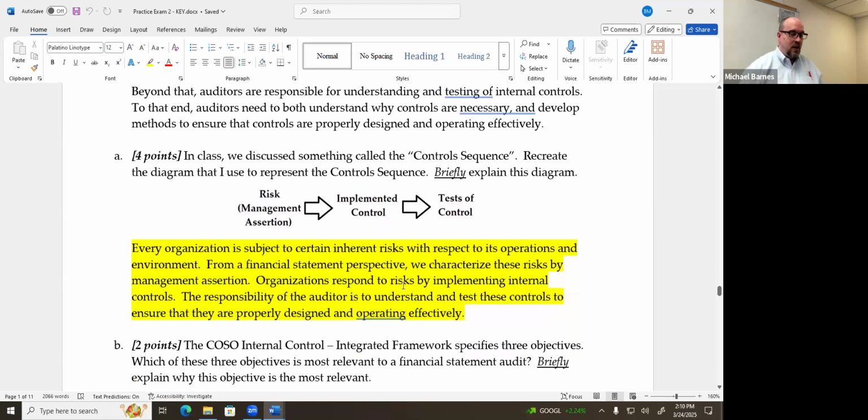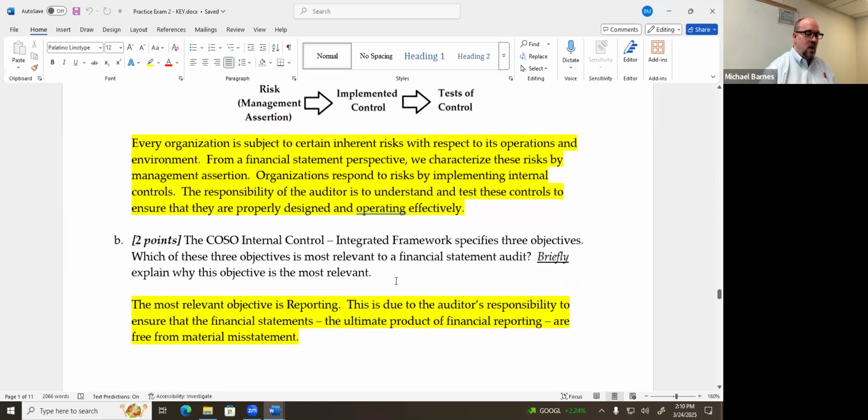COSO integrated framework identifies 3 objectives. Which of these 3 objectives is most relevant to a financial statement audit? And briefly explain why this objective is the most relevant. We already identified that in the study guide, but that was reporting, okay? This is due to the auditor's responsibility to ensure the financial statements, the ultimate product of financial reporting, are free from material misstatements.